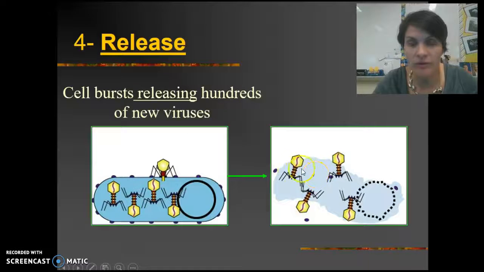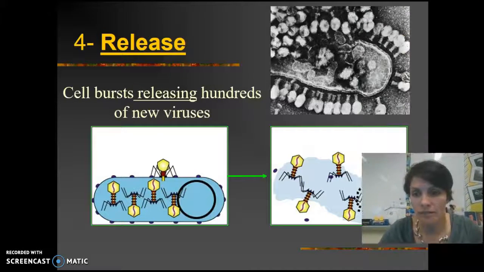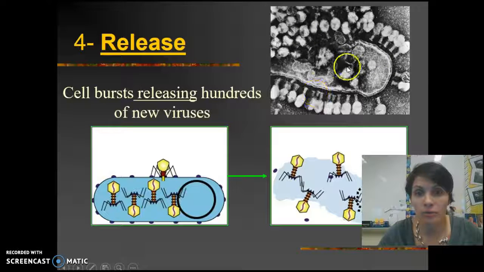All of these viruses are heading to new cells. Now, let me move this. Here is an electron microscope picture of bacteriophages bursting out of a bacteria cell. This is an actual picture, okay? Look at all of those hundreds of viruses bursting out of this cell. Right? So all of these viruses are now heading to new cells, okay?